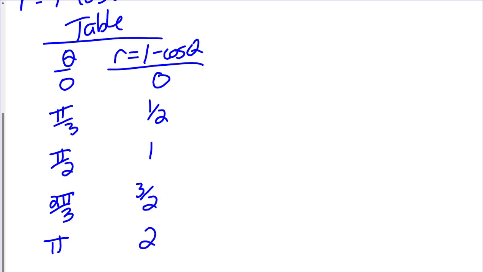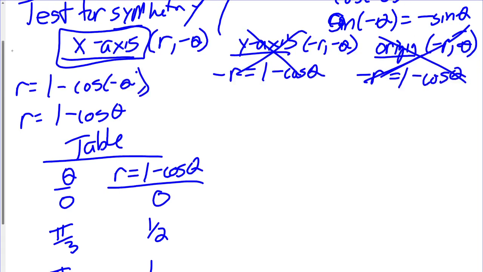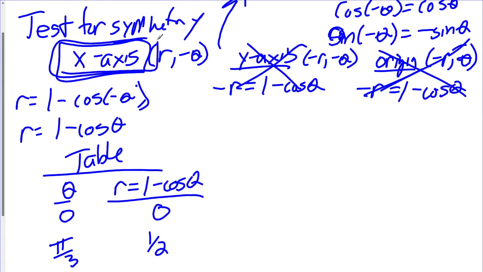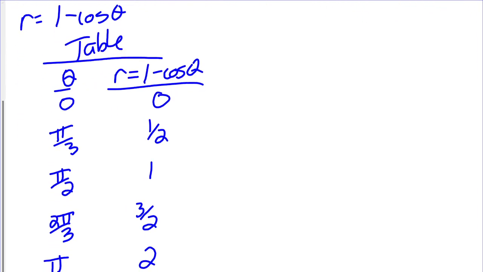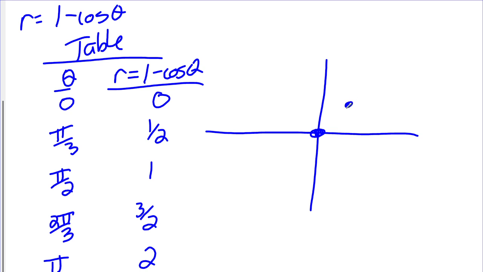If you're not getting good values or your values don't go far enough, you might want to consider smaller values of theta, or possibly larger values of theta. But we're going to use the fact that our graph has x-axis symmetry to help us graph our polar equation. So we're starting at 0, 0. Then at a theta of pi thirds, so 60 degrees, we have a value that's about 1/2. Then at 90 degrees we have a value of 1.